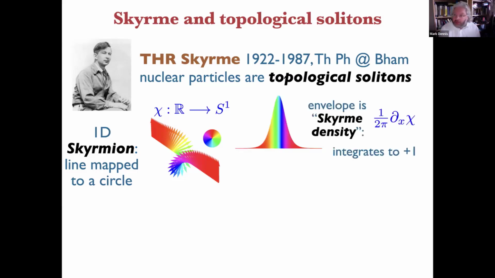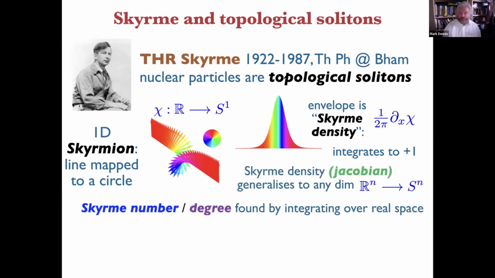And the envelope is the so-called Skyrmion density, the Jacobian of this mapping from R to S1. It's the rate of change, the rate at which the phase is covered in real space. If you integrate it over the whole thing, as a continuous topological charge density, it gives you 1, because these boundary conditions are fixed.